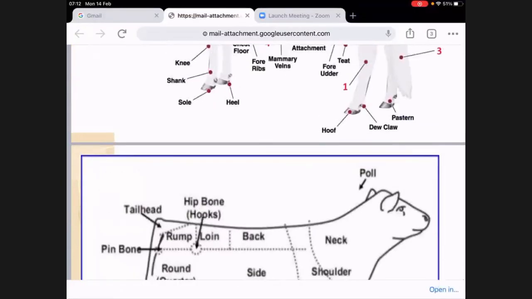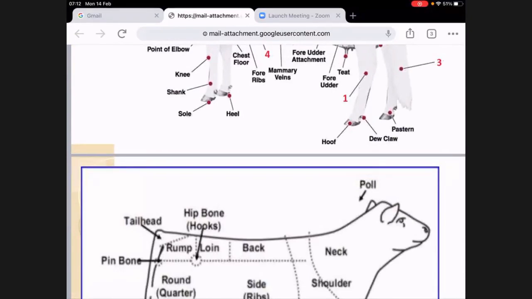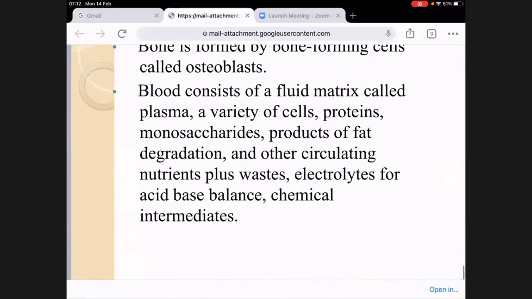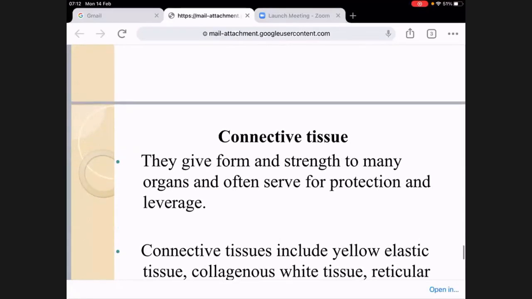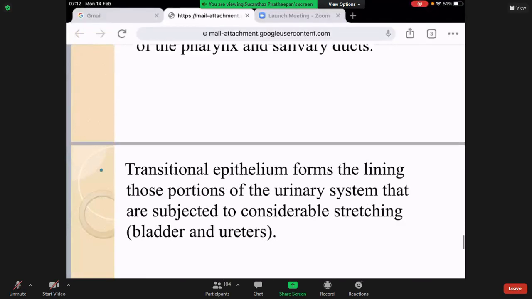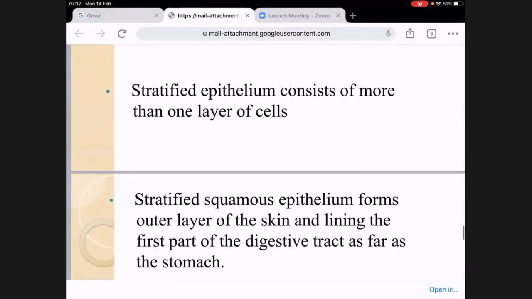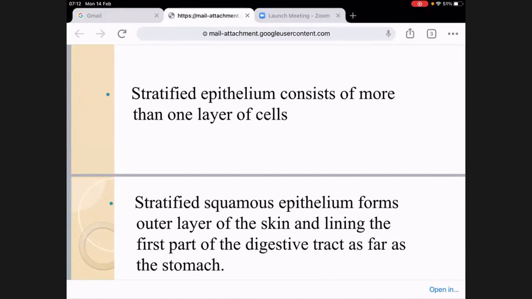So that's all for this anatomy part. Okay, just give me 1 minute, I'll start another section. Just give me 1 minute, I have to open up another slide.